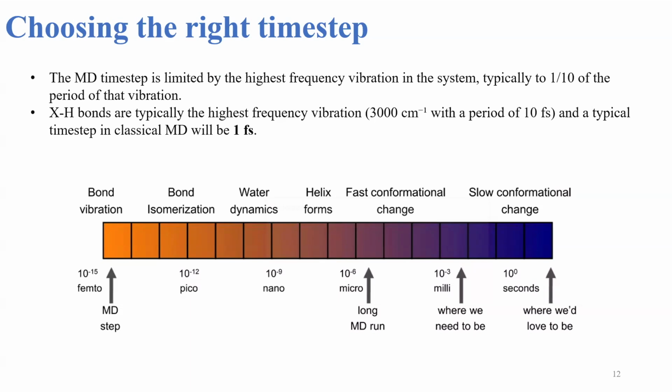Suppose especially in the hydrogen bond, typically the highest frequency is 3000 inverse centimeters with a period of 10 femtoseconds. And this is why usually in molecular dynamics simulation, you'll choose 1/10 of the period of that vibration, that is 1 femtosecond. So on the picture I show you, 10 to the minus 15 is where we choose the bond vibration, which is 1 femtosecond. And sometimes if you're dealing with a coarse-grained model, you might be able to come up with a higher time step also if necessary. But it's important to validate that with experimental observation or density functional theory data before choosing a time step. But usually 1 femtosecond is a good time step.